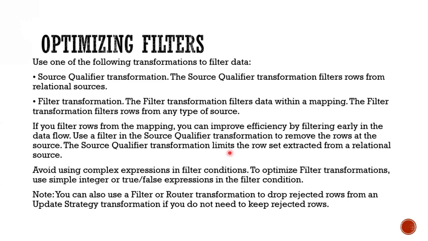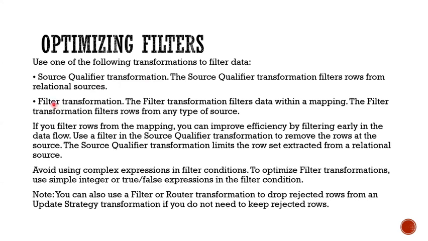Optimizing filter. We use one of the following transformations to filter data, like the source qualifier transformation. The source qualifier transformation filters rows from a relational source. If you notice, there is a filter option in the source qualifier. Suppose you want to filter any record, you can write your condition there inside the filter condition. When you process, it will be filtered out.